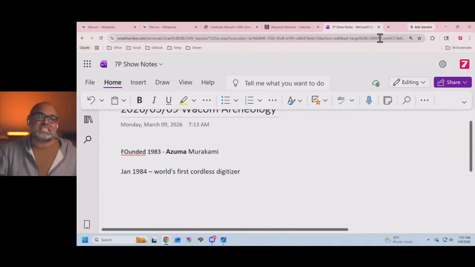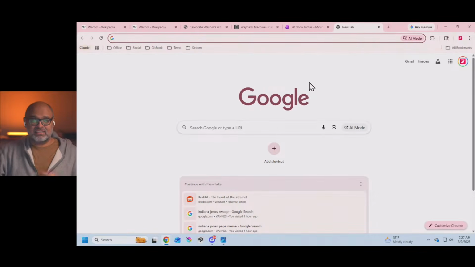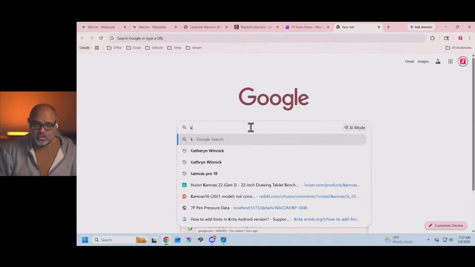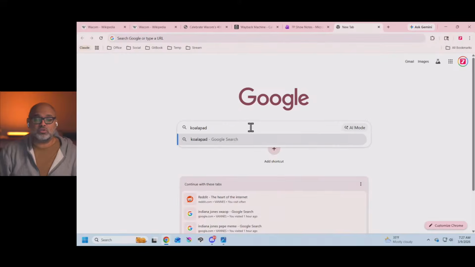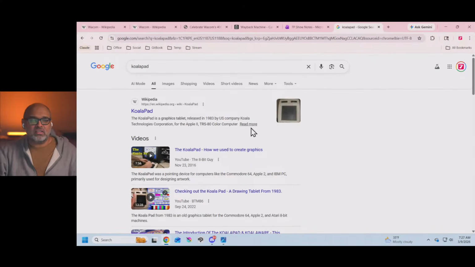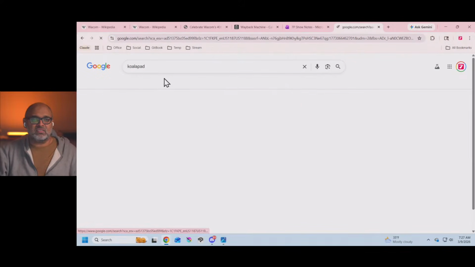Now, just to give you a sense of what was existing in the world, first of all, I don't think I'd ever even seen the idea of a cord, like a digitizer, meaning the pen does not have a cord. Okay. Let me show you an actual thing I used as a young child, and I think in the 80s, it was called a koala pad. Koala pad. I just want to show it to you so you understand what these devices are like. Okay.